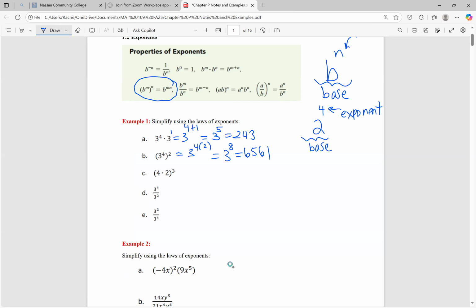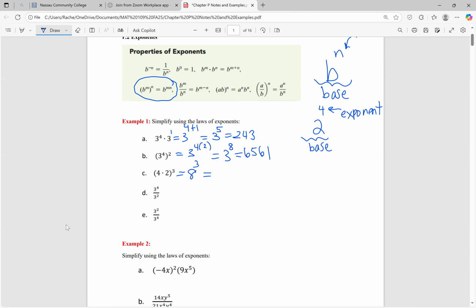If we look at the next one, we have 4 times 2 to the 3rd power. So in this case, I would just take care of the 4 times 2 first, right? Because oftentimes when we have to simplify an expression, if we have an operation taking place inside of parentheses or a group, and if we could simplify that first, I would do that first. So here we have 4 times 2, which is going to be 8, and we're raising that to the 3rd power. And again, we could use the calculator to simplify 8 to the 3rd power.